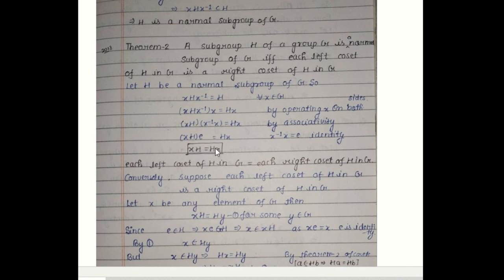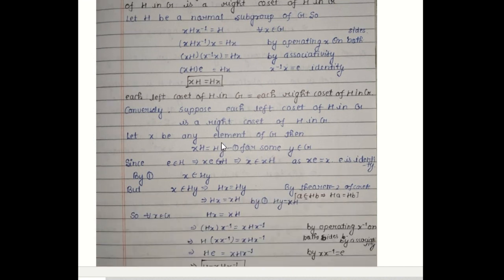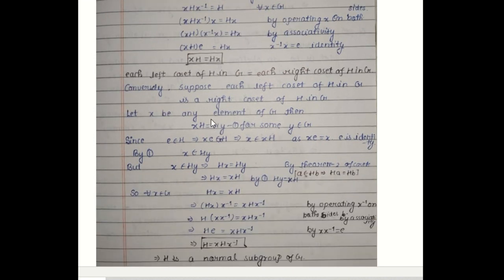XH is the left coset, HX is the right coset. So each left coset of H in G is equal to the right coset of H in G if H is normal. Now we prove the converse part. Suppose each left coset of H in G is a right coset of H in G. So we have to show H is a normal subgroup.